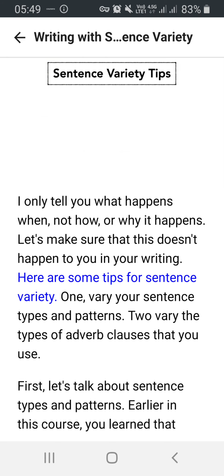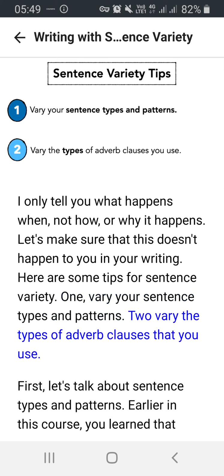Here are some tips for sentence variety. 1. Vary your sentence types and patterns. 2. Vary the types of adverb clauses that you use. First, let's talk about sentence types and patterns.